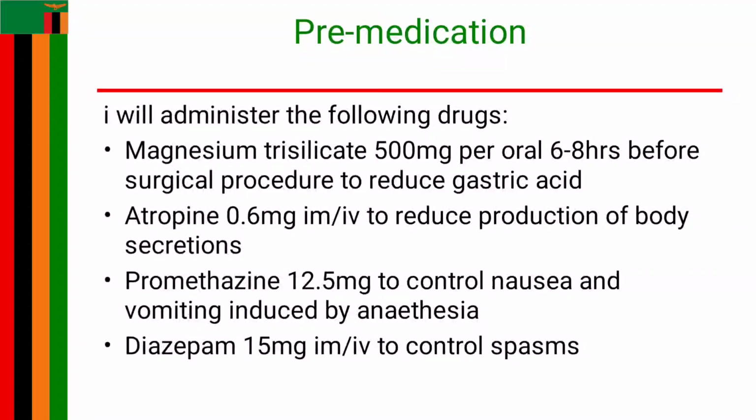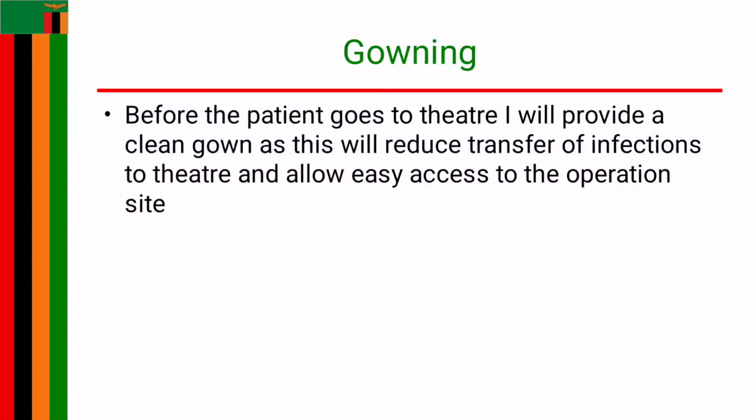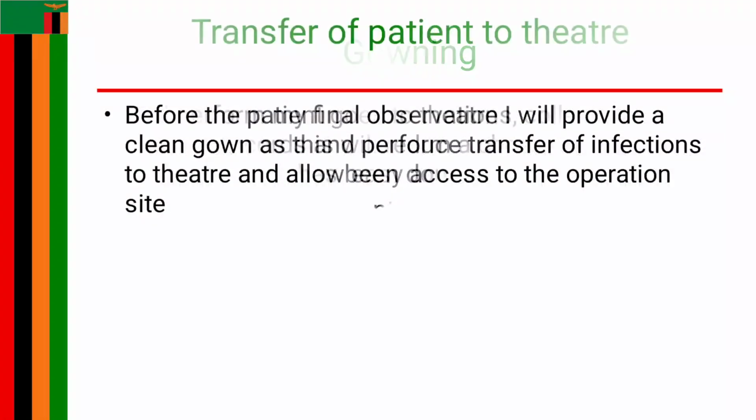Promethazine 12.5 milligrams to control nausea and vomiting, which is induced by anesthesia. Diazepam 15 milligrams to control spasms of the body. The next heading is gowning, and you can say before the patient goes to theater, I will provide a clean gown, as this will reduce transfer of infection to theater and allow easy access to the operation site.